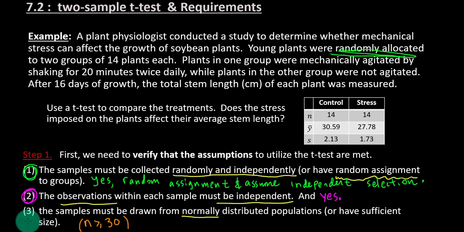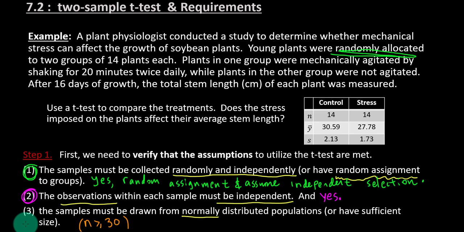The third requirement requires a little bit of work. We need this normal distribution to be satisfied. But we were not given any of the raw data here, so we cannot check if the 14 values from the control group are normally distributed, nor can we check if the 14 values from the stressed group are normally distributed. Since the sample sizes are also not particularly large, i.e. they are not at least 30, we are not saved by the central limit theorem.